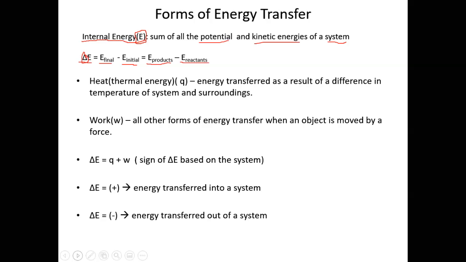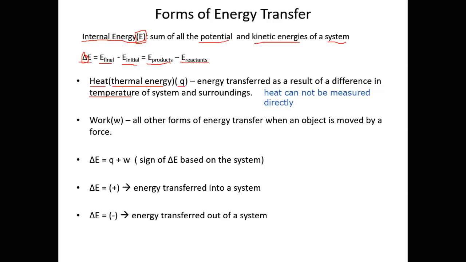The initial state is the reactants. So we take the difference between those two, we get the internal energy. And so we talked about the forms of energy. We said heat, which is thermal energy, is given the symbol Q. And we can't measure heat directly, but we measure it by measuring the temperature change. So heat cannot be measured directly. It can only be measured indirectly by measuring the temperature change of the system and surroundings.